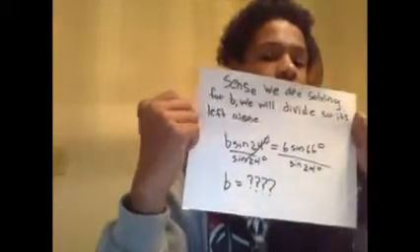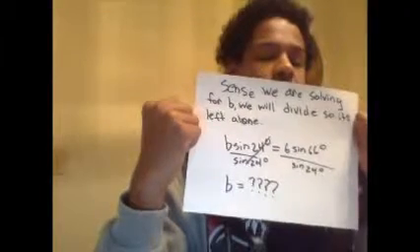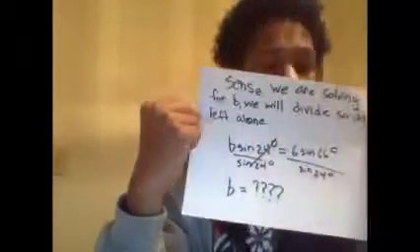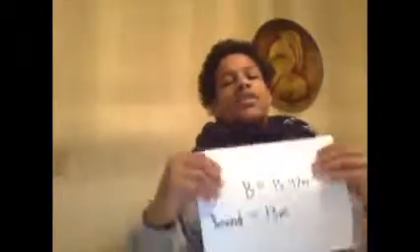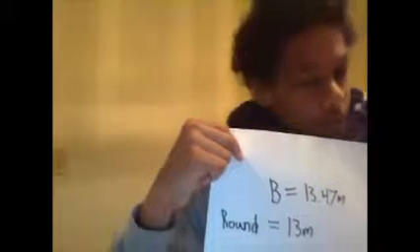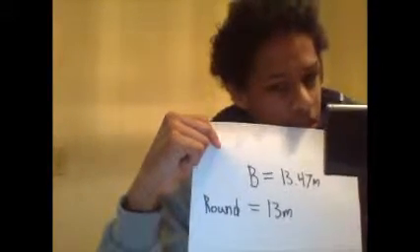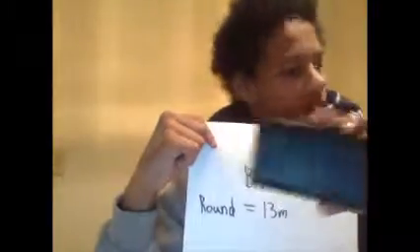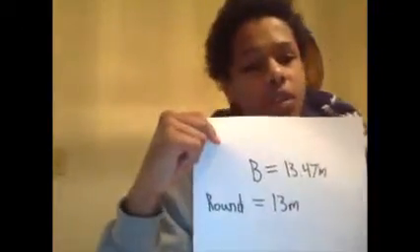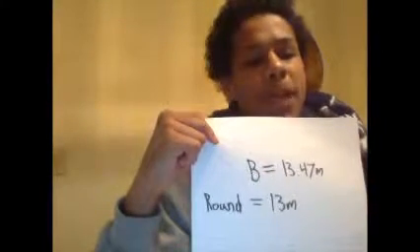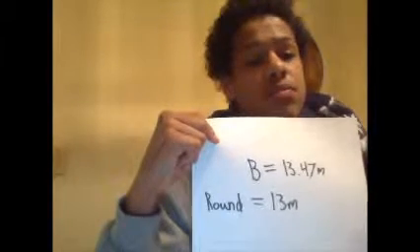If you notice, it pretty much says 6 and the angle of 66 is divided by the angle of 24. Hallelujah. So, after you divide that on your scientific calculators, it will equal 13.47. Now you round it, right? And now it equals 13 meters. You see now?